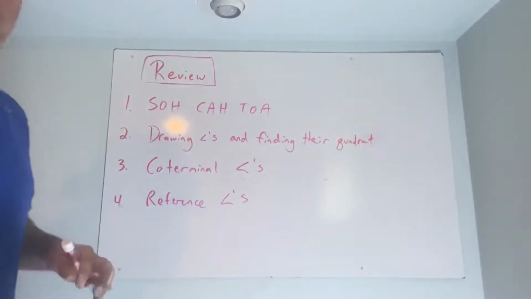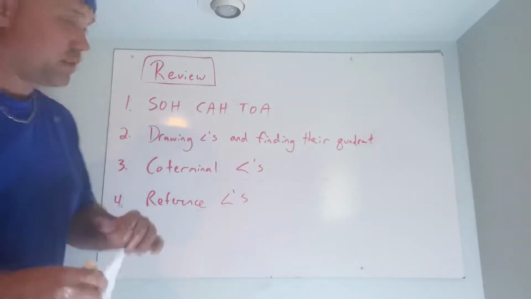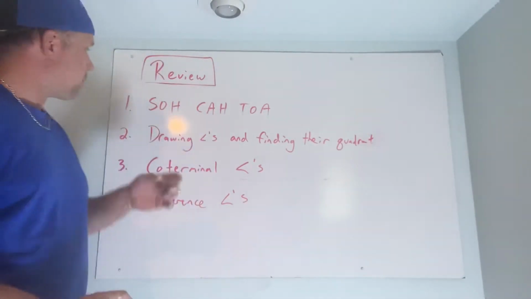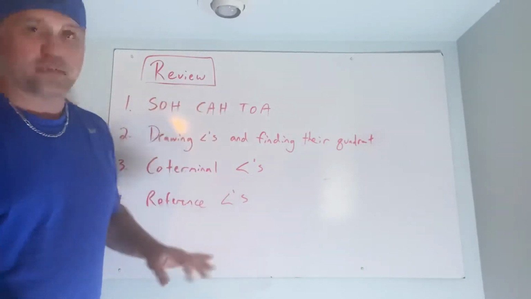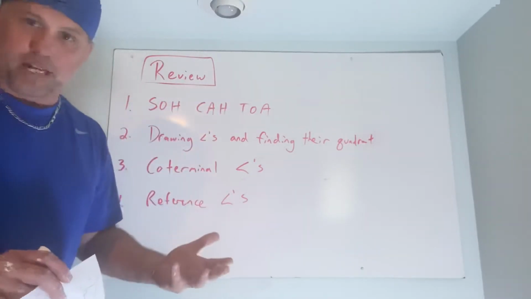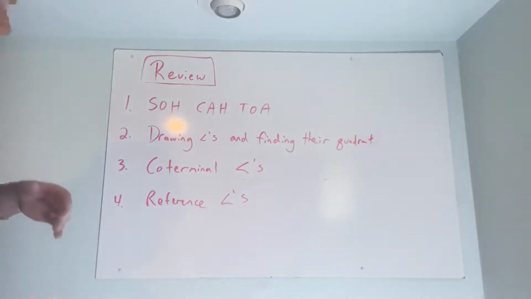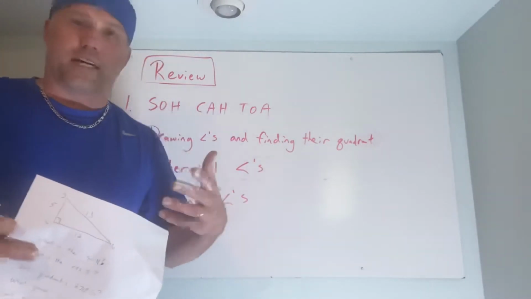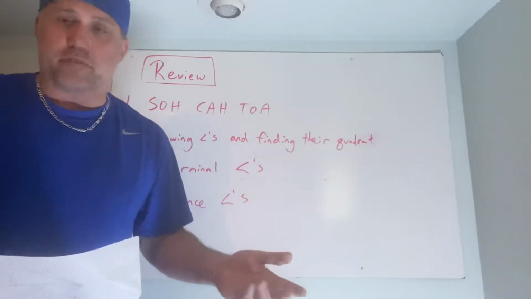All right, so just some things that we already covered in this chapter so far. We talked about SOHCAHTOA on the first day. Remember, this tells us what sine, cosine, and tangent are equal to. That's going to be on there. A couple questions where you have to draw your own triangle, figure out the sine or cosine or tangent of any of the angles in the triangle.